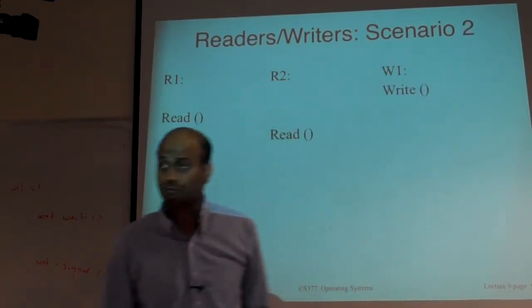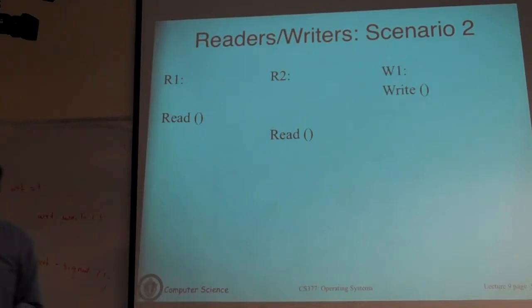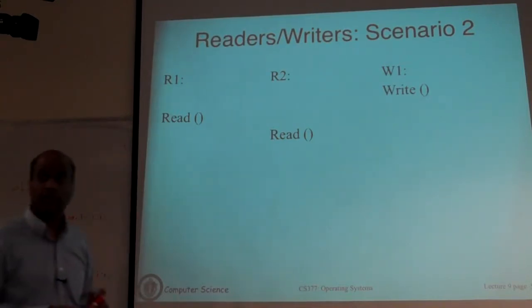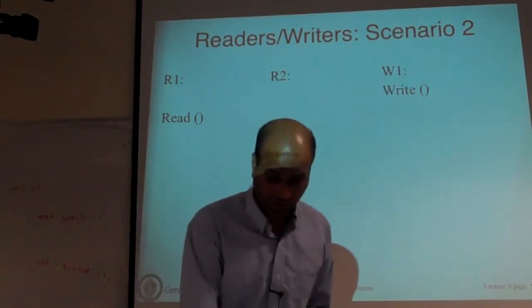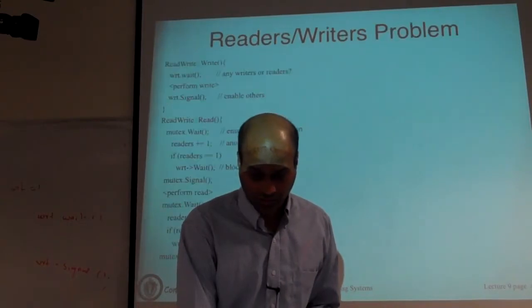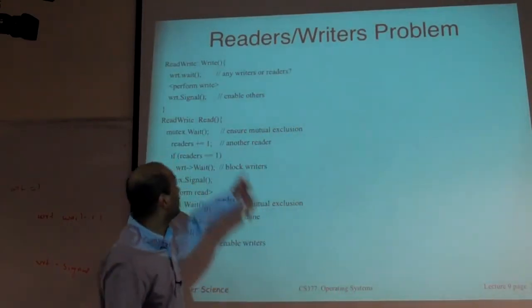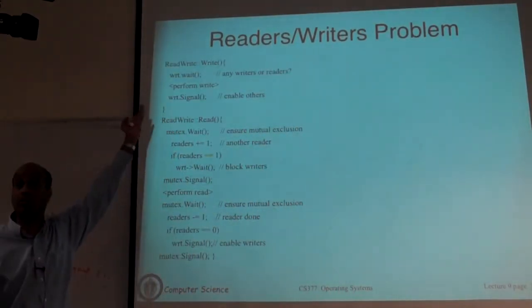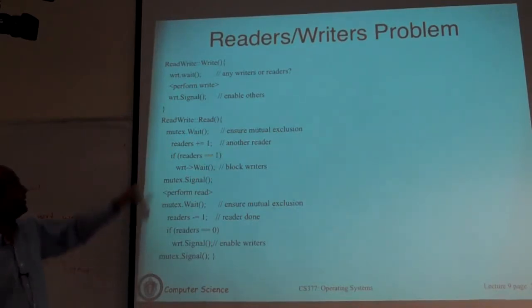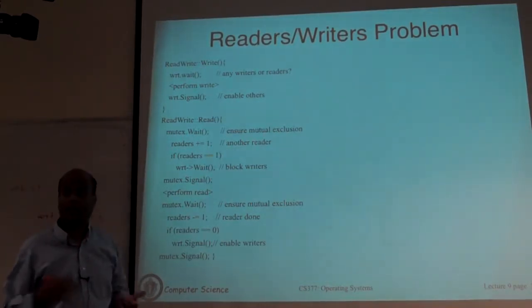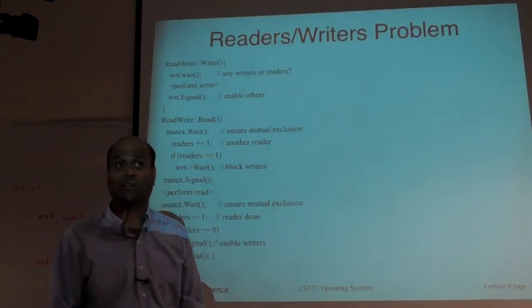Scenario 2: the writer comes in first, okay, and the readers come in later. Okay, so you see what happens here. The writer enters the critical section immediately because it's the only entity in the system. Okay, so let's say it's doing a write, and the write is not yet done, and the reader comes along.